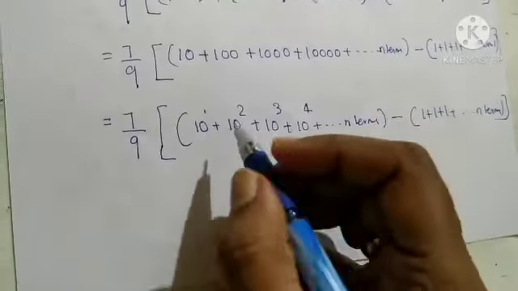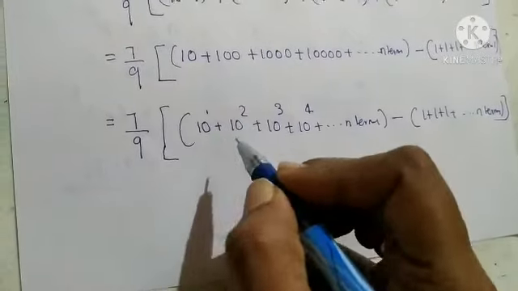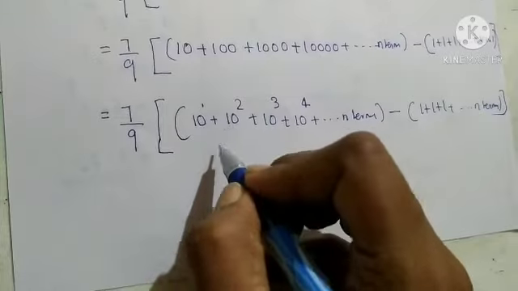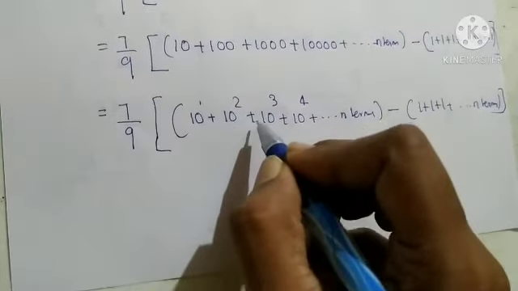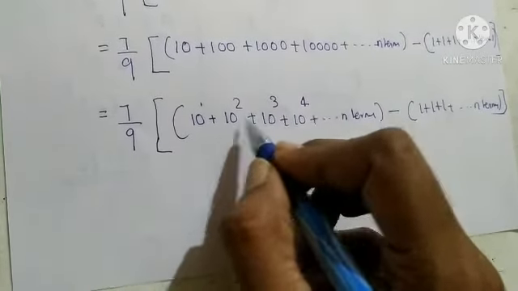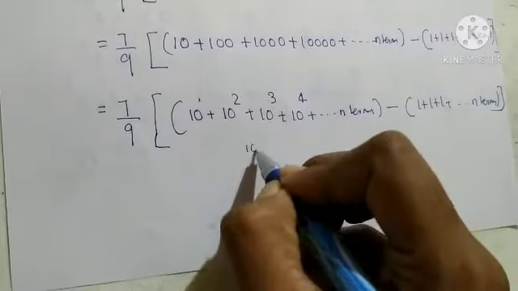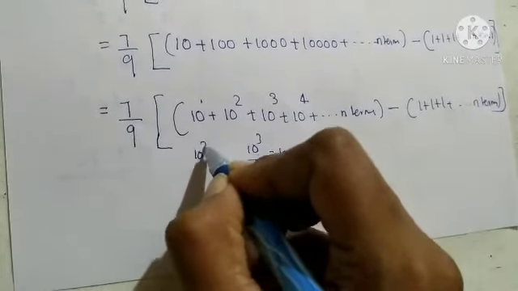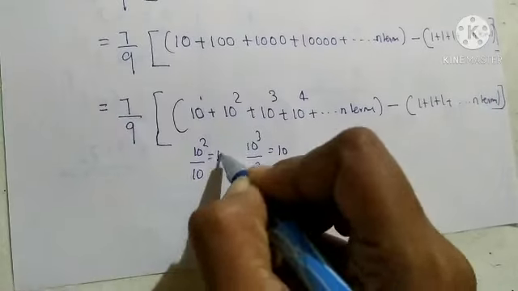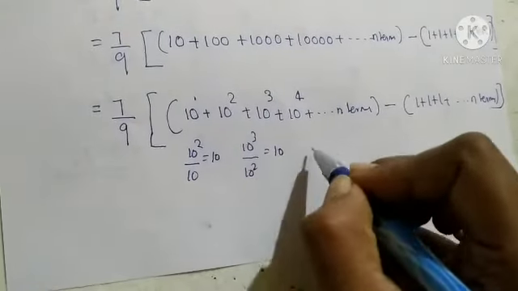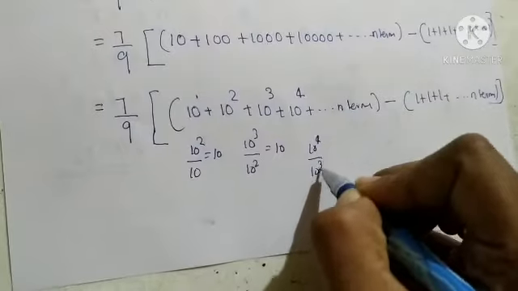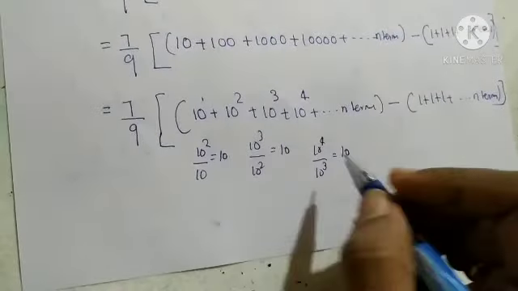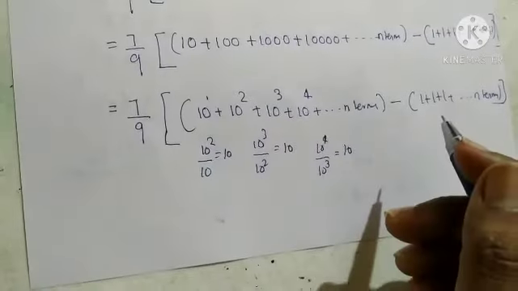Because if we divide these two terms, A2 by A1, we get 10 as the common ratio, and if we divide 10 cubed by 10 squared, we get 10. Here dividing 10 squared by 10 we get 10, and dividing 10 raised to 4 by 10 cubed we get 10. So here the common ratio is 10. So this is a GP.